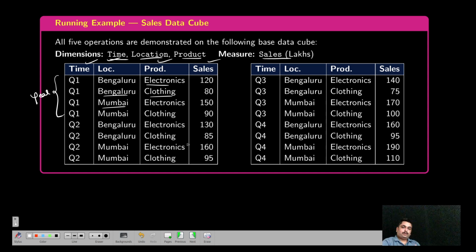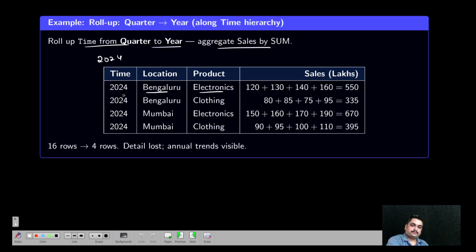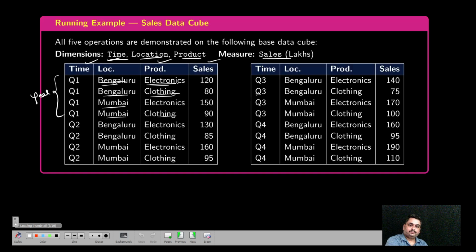So when I roll up, what should I do? Only time I have to aggregate. But what about the location and product? For Bangalore location, electronics, there will be one group. Then Bangalore clothing will be another group. Mumbai electronics, one group. Mumbai clothing will be another group. So you have to sum them, aggregate. So for 2024, all 4 quarters, Q1 to Q4, for Bangalore location and electronics, you add them up.